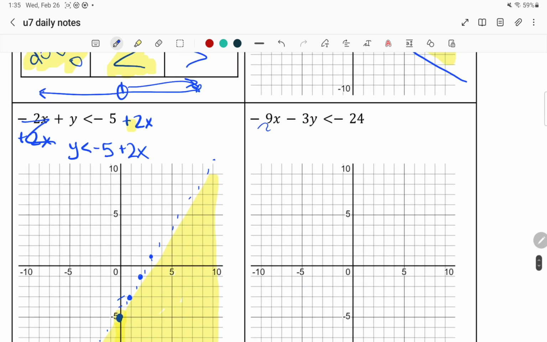Okay, last one. Add the x term because it is negative.